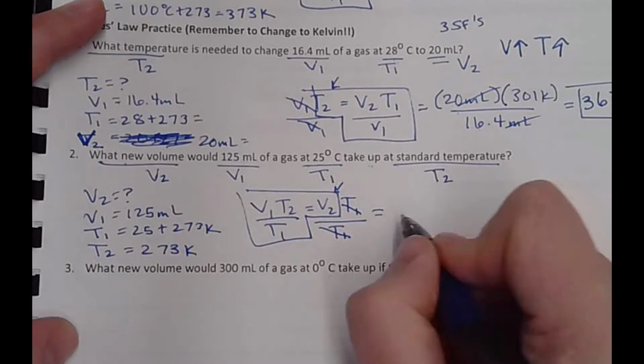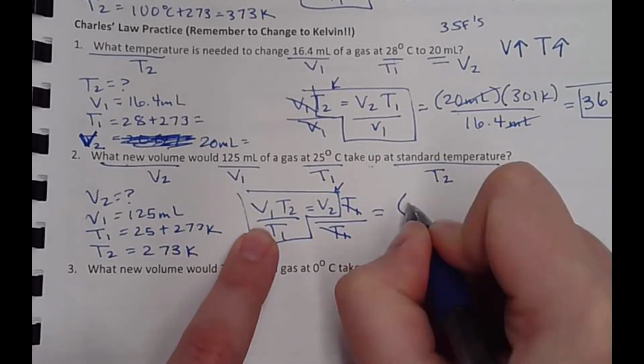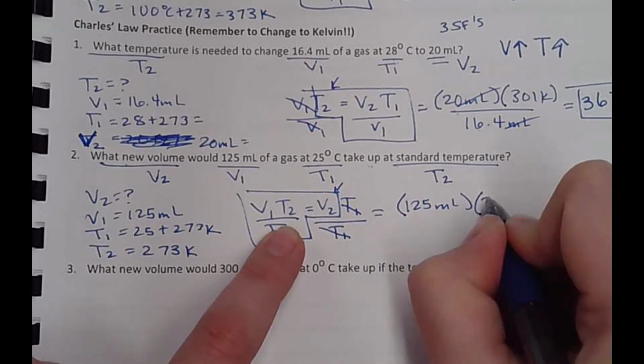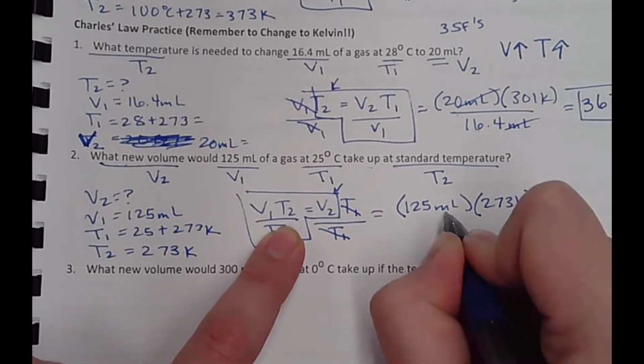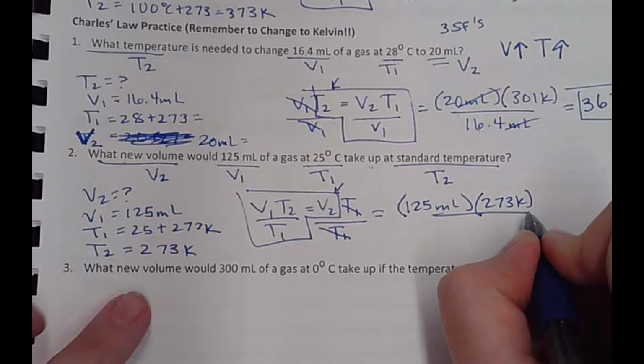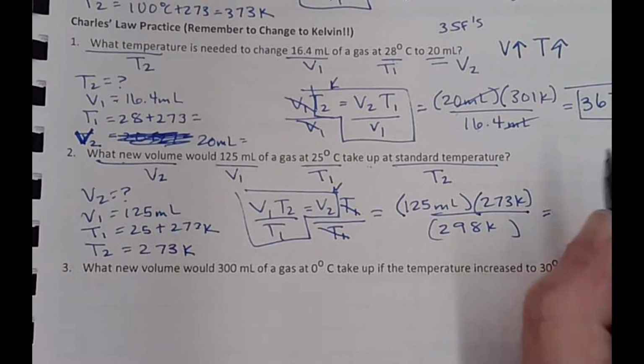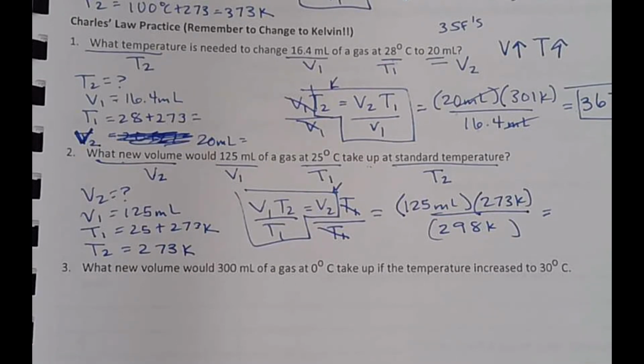So I end up with my initial volume of 125 milliliters multiplied by my new temperature of 273, which is less than 273 plus 25, which would be 298. So this should go down. So 125 times 273 divided by 298.